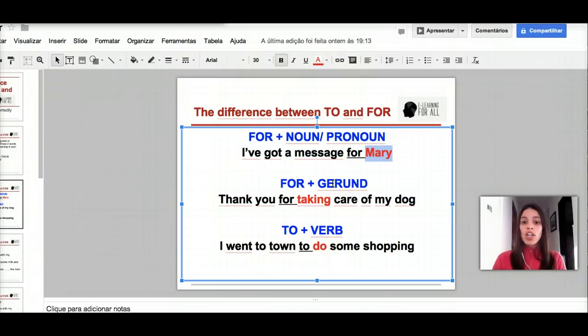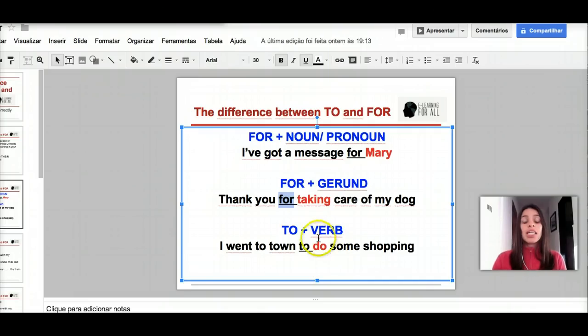Another case where you're going to use for is when you have a gerund. So when you have a gerund, do not use to. You should use the preposition for, okay? So you're going to use for with gerunds, like the example we have here. Thank you for taking care of my dog. Thank you for taking. Taking is a gerund, so that's why we are using the preposition for and not the preposition to, okay?